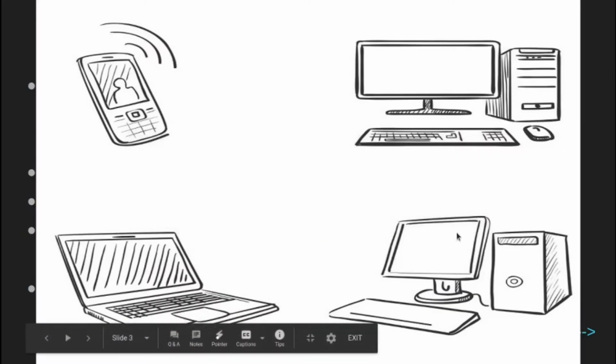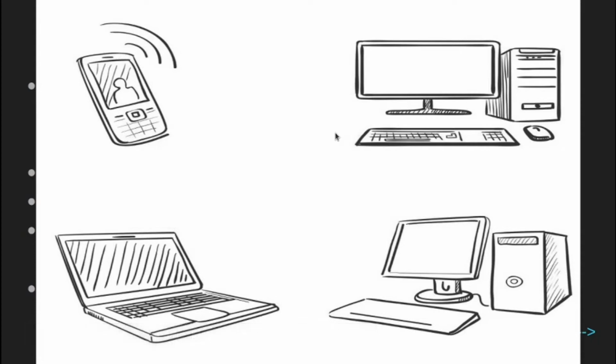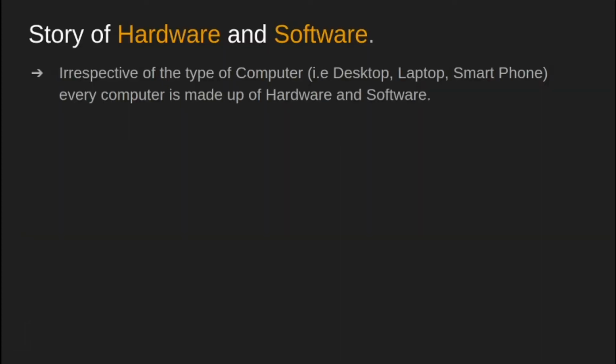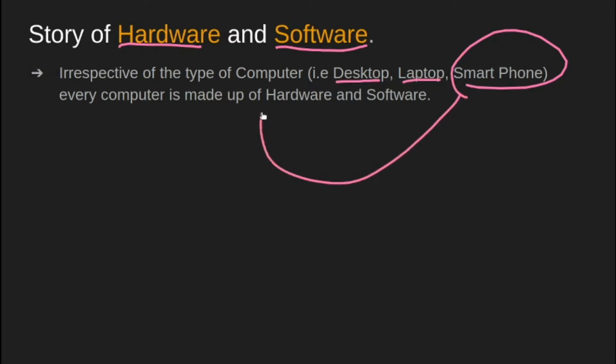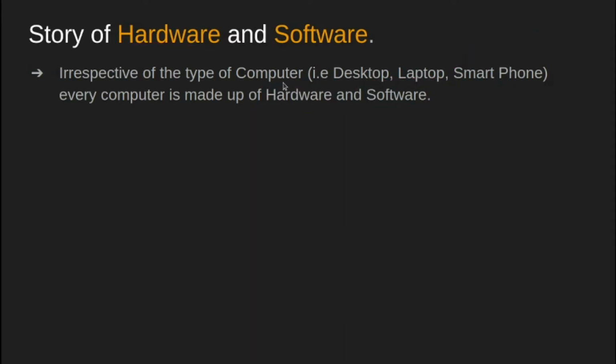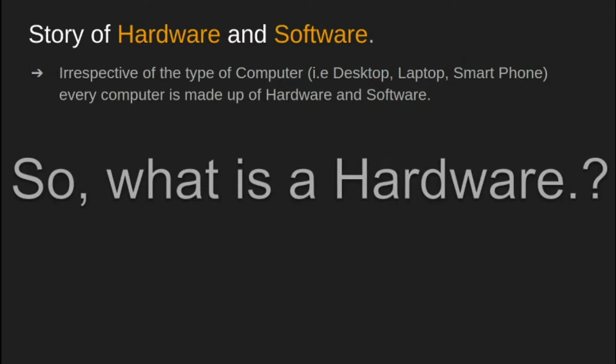Now that we know what a computer actually is, let us discuss the second topic of this video, and that is the story of two best friends, hardware and software. So, be it a desktop, laptop, or smartphone, all these kinds of computers are made up of two components, and that is hardware and software. So, the big question now is, what is hardware?